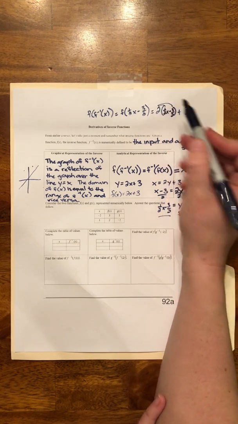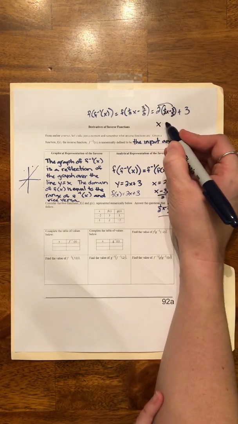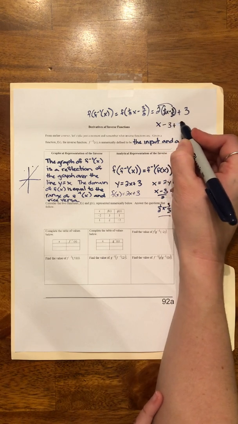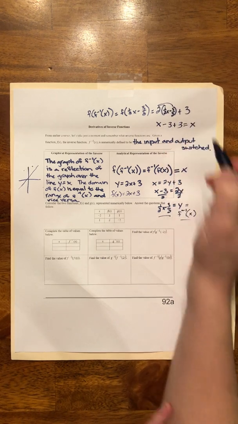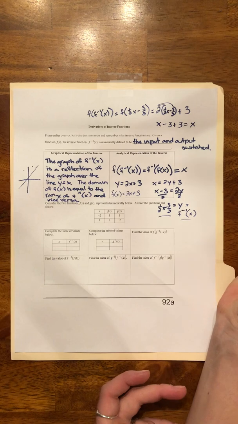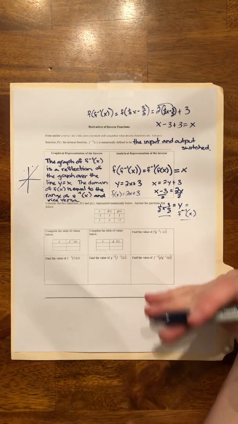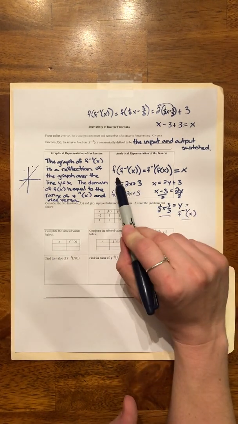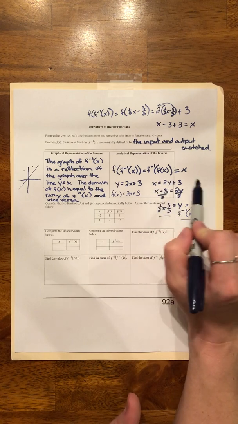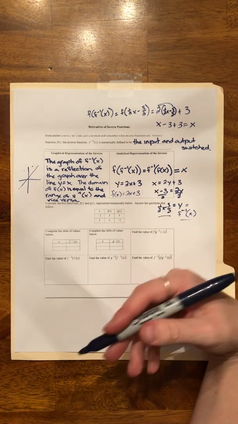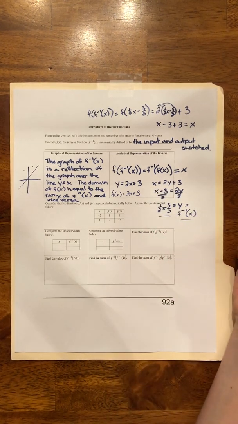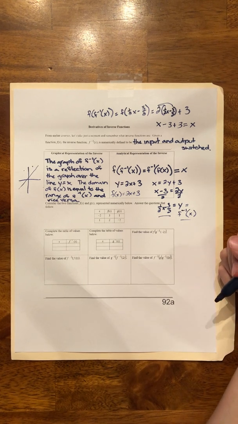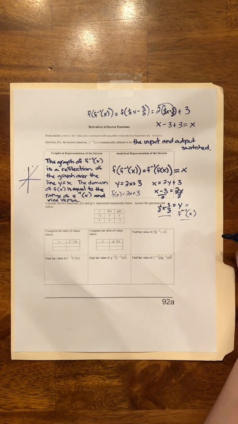If I distribute this, I get x minus 3 plus 3. What do you know? There it is, it's x. That's just like we said. We could do it the other way too, but you get the idea that this is what it is, f of f inverse or f inverse of f of x, and you get x. So there is no calculus so far. It's just reminding you of something that you already know or you knew at one point.